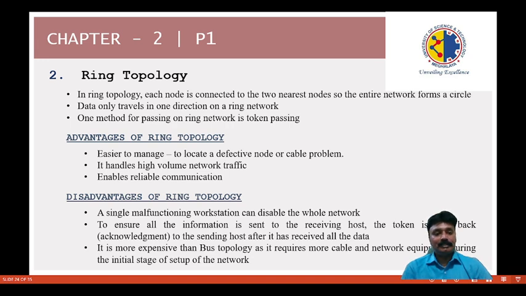So in ring topology, each node is connected to the two nearest nodes. So the entire network forms a circle. Data only travels in one direction on a ring network. It's a kind of ring pattern, a ring network. One method for passing data on a ring network is token passing.